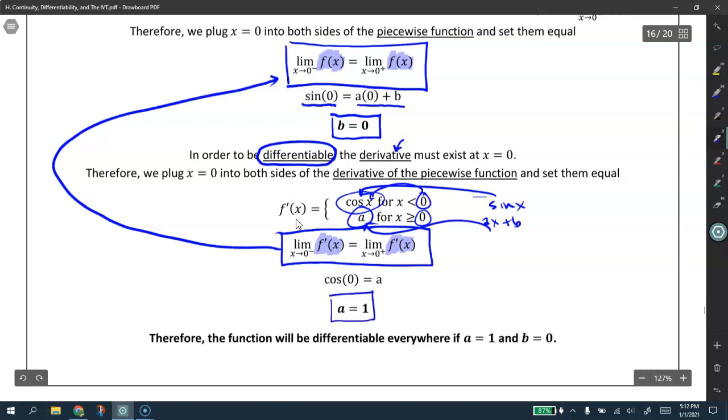So we conclude that the function can be differentiable everywhere if a is equal to 1 and b is equal to 0, meaning you will not have any corners, any cusps, or vertical tangents as long as you make the value of a 1 and the value of b equal to 0.